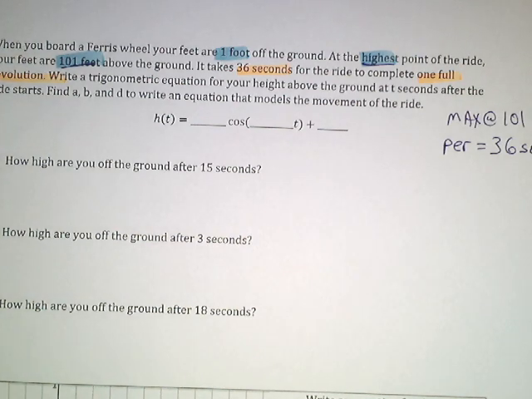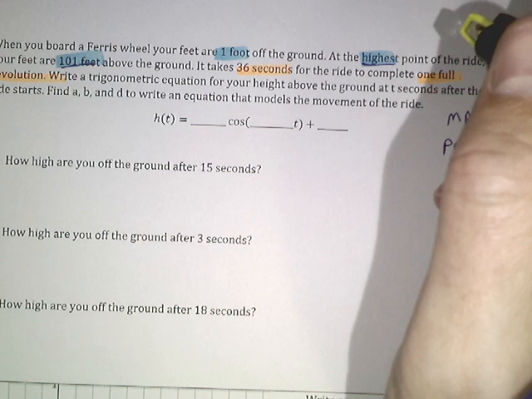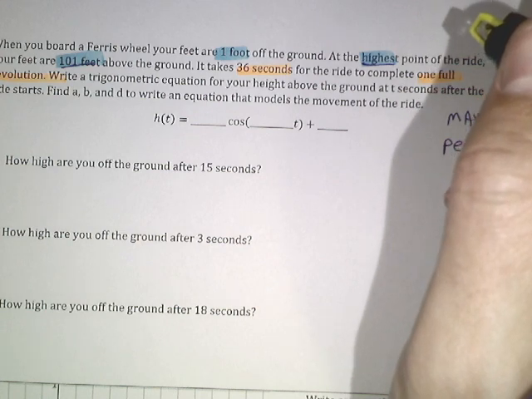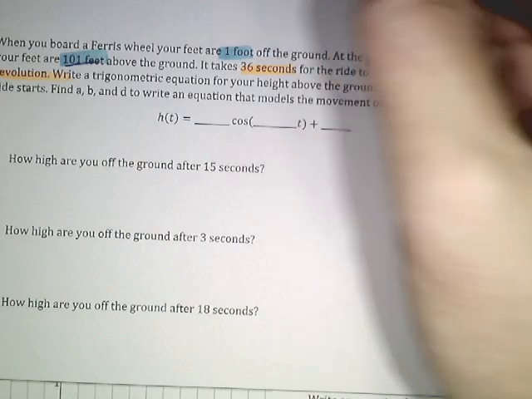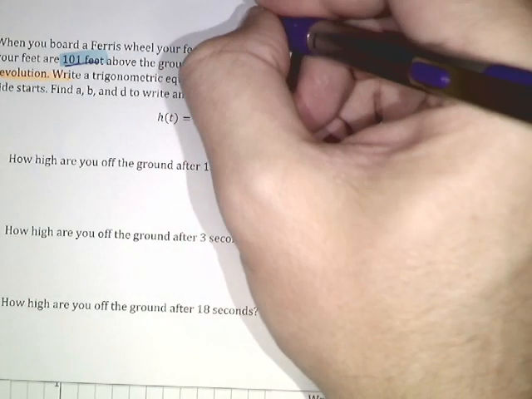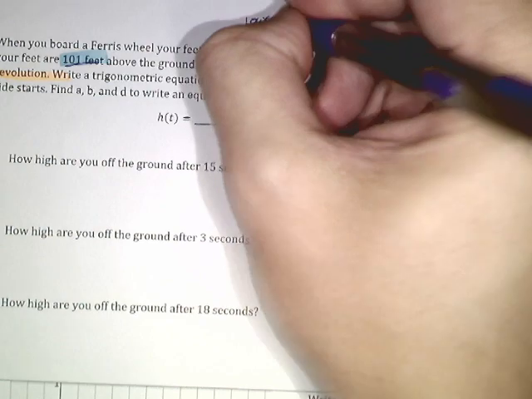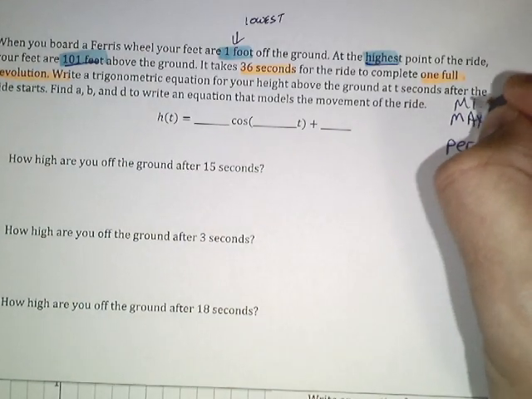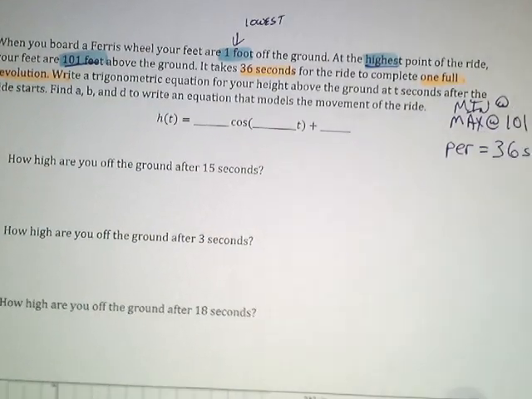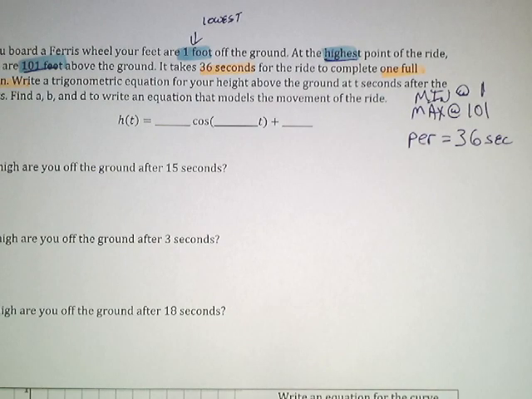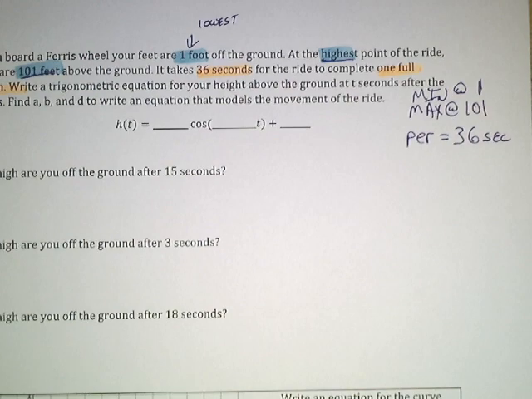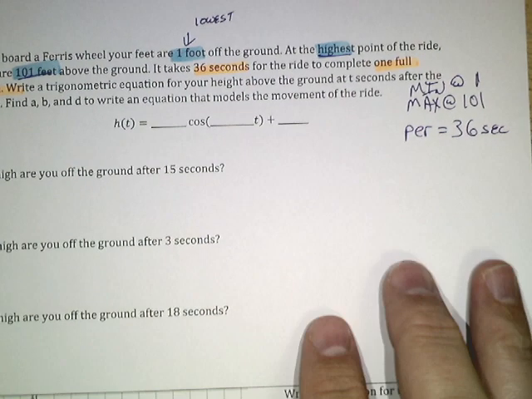What else do we got? You board at first 1 foot off the ground. That's the lowest, so we have a minimum at 1. Minimum at 1. Period is 36 seconds.